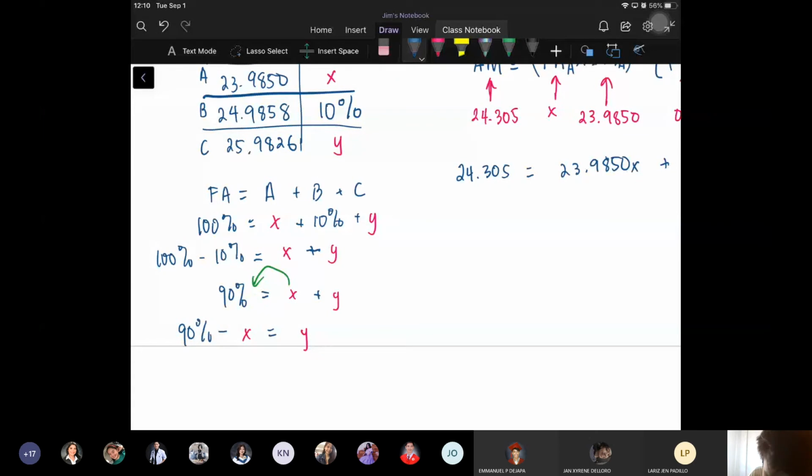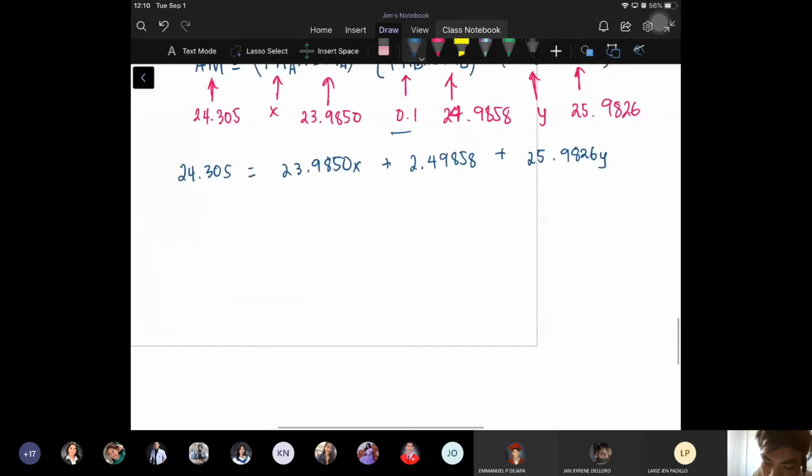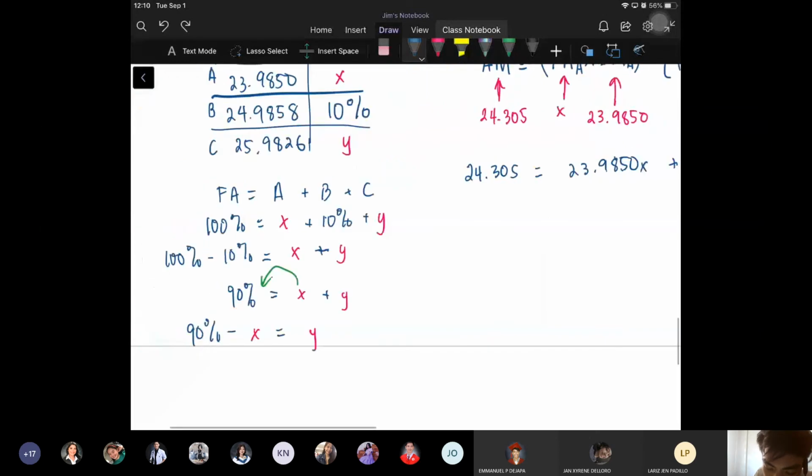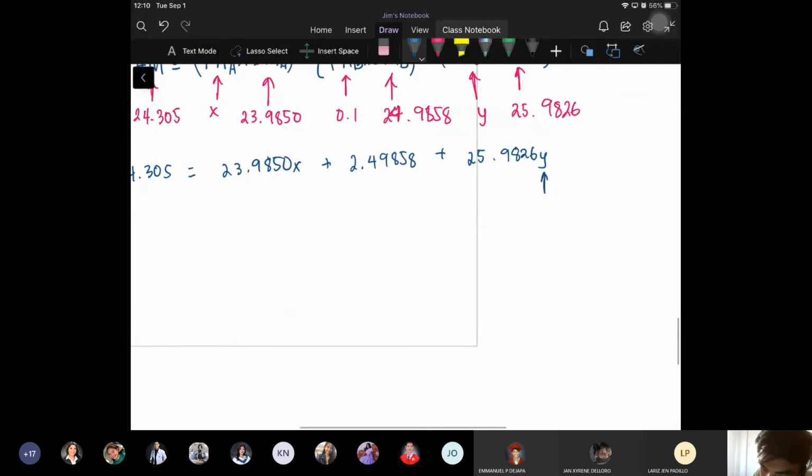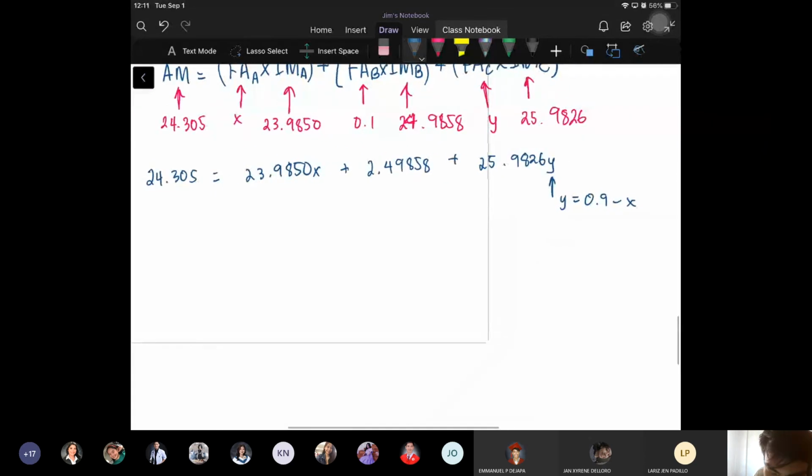Okay, so before I substitute that, since I used decimal places for my fractional abundance, I will also make this a decimal: 0.9 minus X equals Y. I can use this to substitute Y. We said Y is equal to 0.9 minus X. So, I will plug it in.